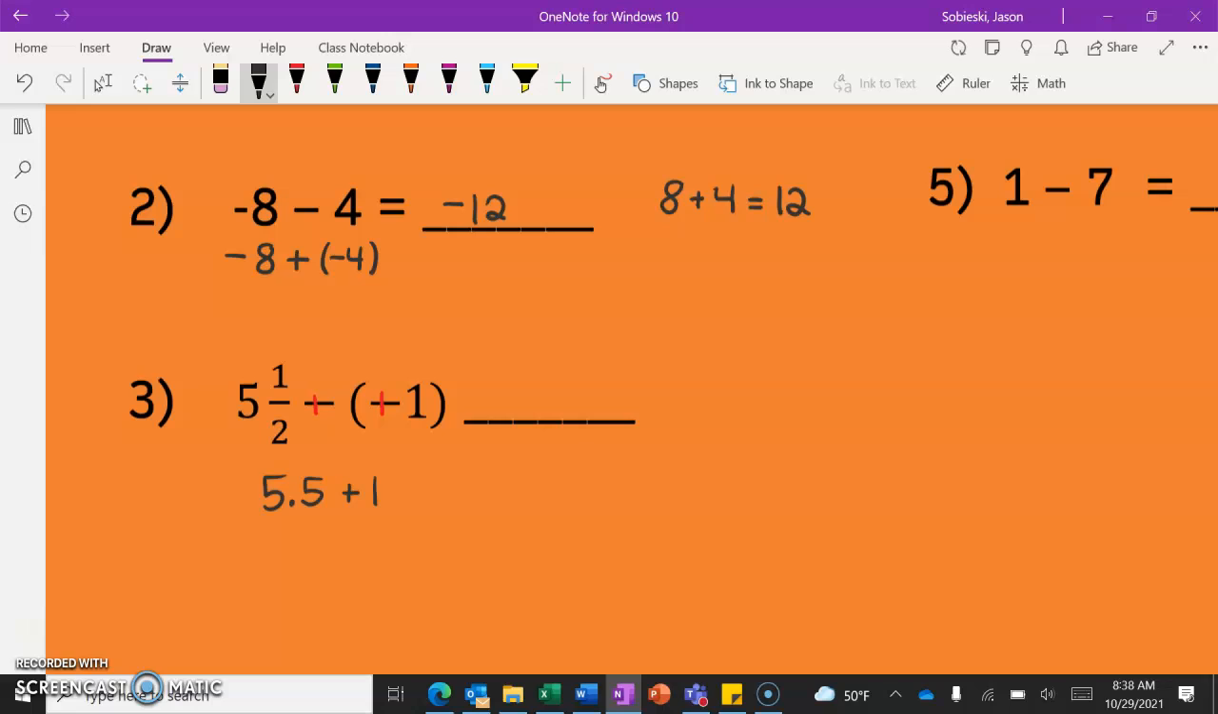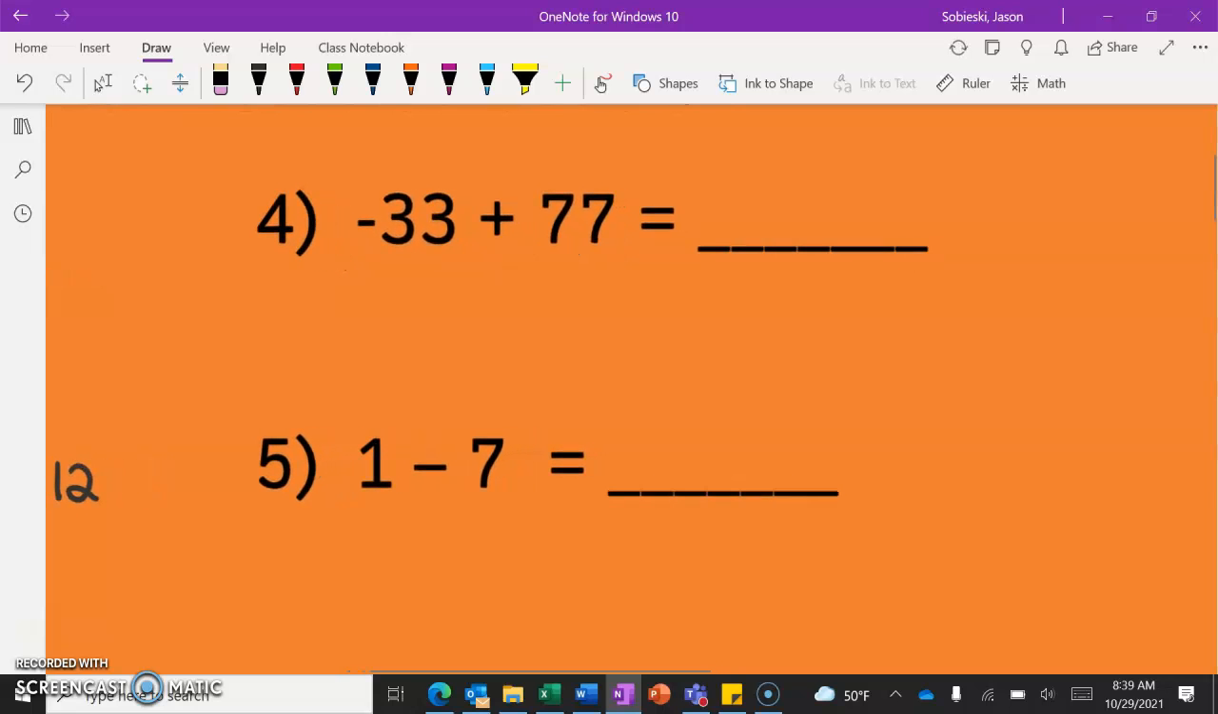It's an addition problem. Both numbers are positive, so same signs. So we will add the absolute values. The absolute value of 5.5 is just 5.5, and the absolute value of 1 is just 1. If we add those up, that will give us a final answer of 6.5. The rule says we keep the sign. Both of them in the addition problem were positive, so we know that the answer is going to be positive.